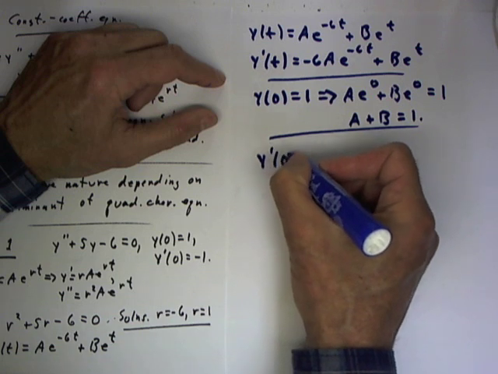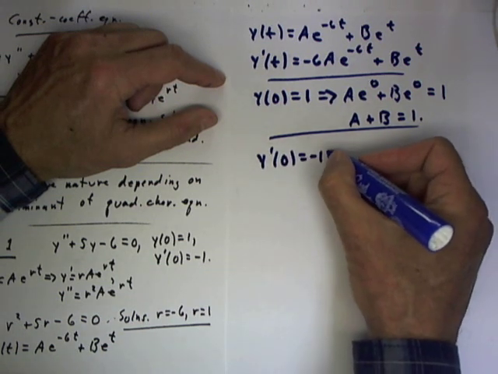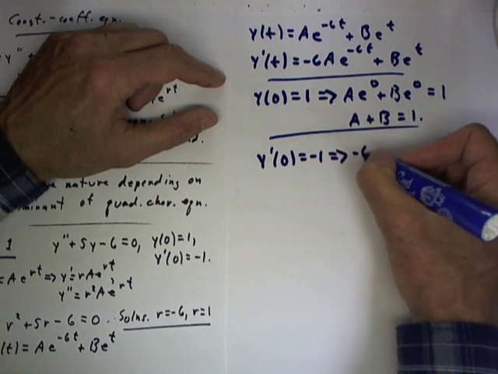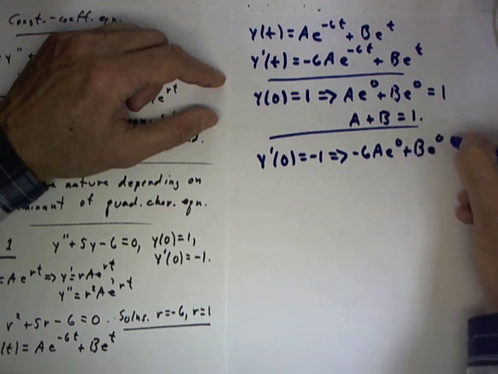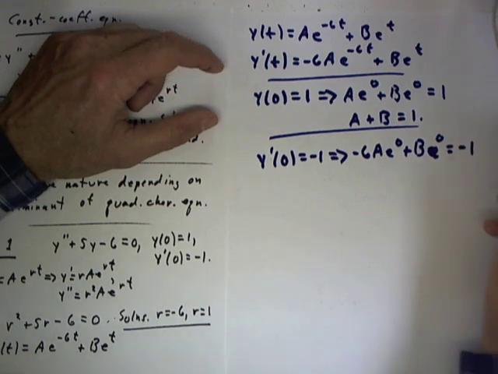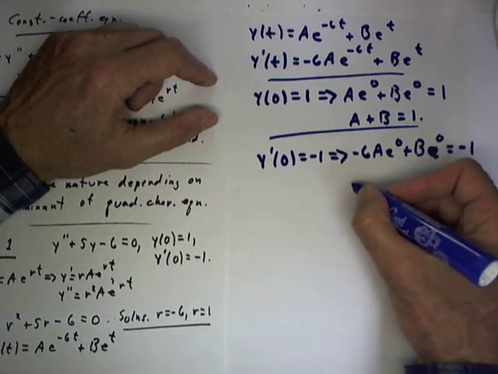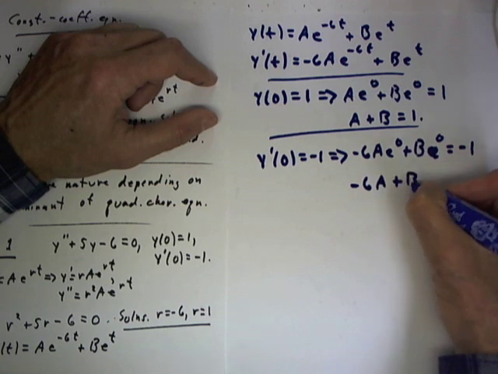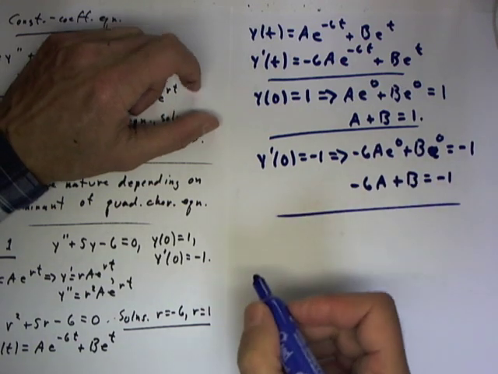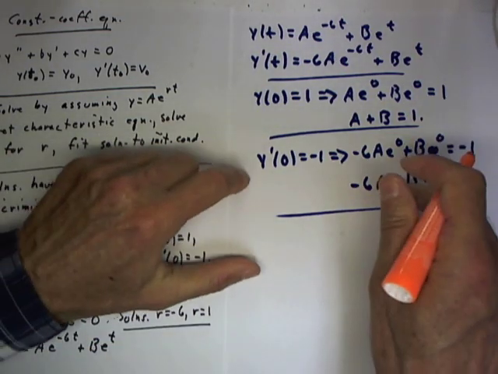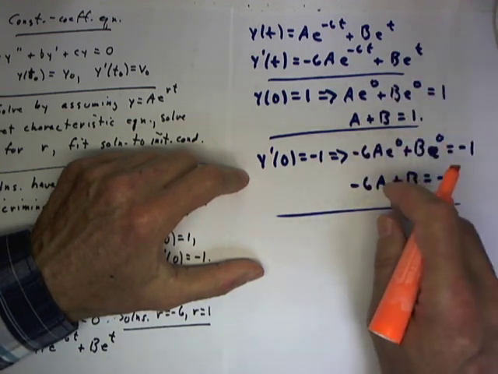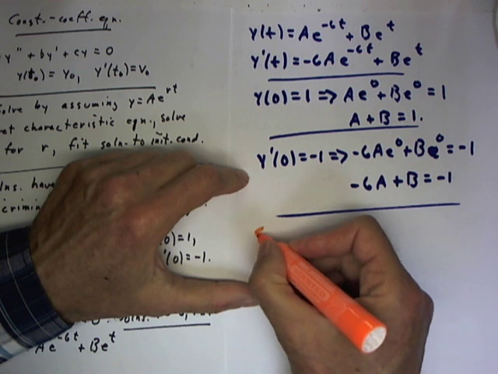Our initial condition y prime of 0 equals negative 1 implies what? That negative 6a e to the 0 plus b e to the 0 equals negative 1. And simplifying this, we get negative 6a plus b equals negative 1. So that's two simultaneous equations in A and B, and we're going to be able to solve for the constants A and B.